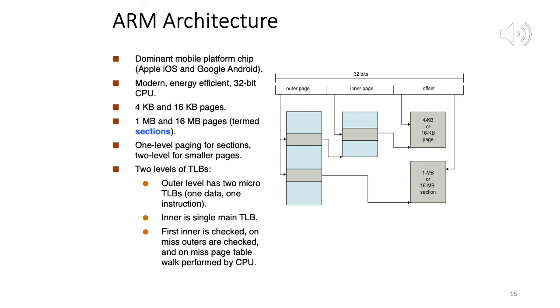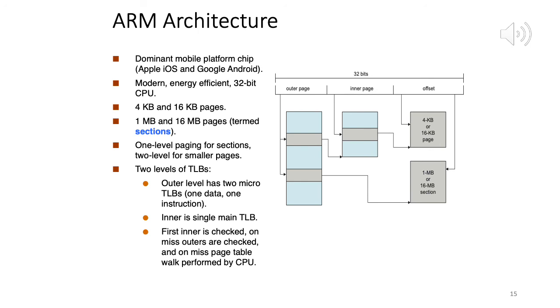So it is a modern energy efficient 32-bit CPU, and here we have support for 4K and 16K pages, okay, and also for 1 MB and 16 MB pages. So what you see in most modern systems is, because there are pros and cons to having large and small page sizes, generally they have support for both small and large page sizes. So wherever you have large processes that need to be brought in and their size is fixed, you can use a large page size. Otherwise, use a small one.